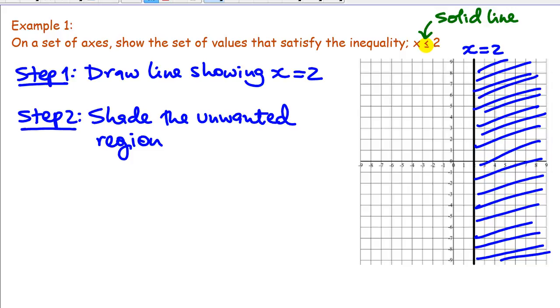Remember we are shading the unwanted region, because the inequality is stating that x is less than or equal to 2. So the part on the left is what we want. The part on the right is what we don't want. And we're shading the unwanted region. So shade the unwanted region. That's exactly what I've done. All right.